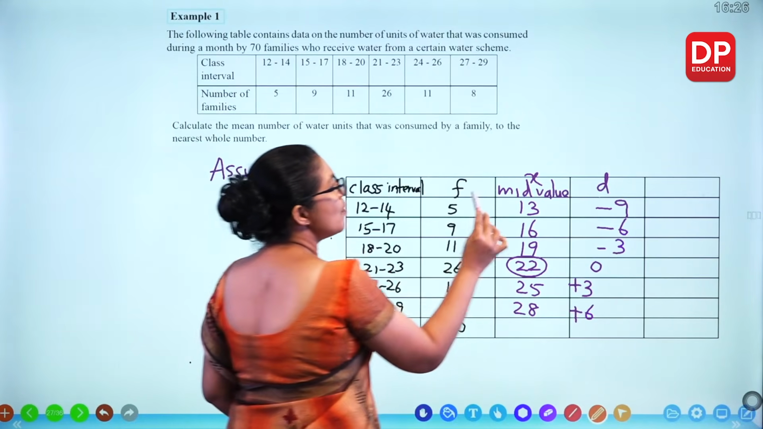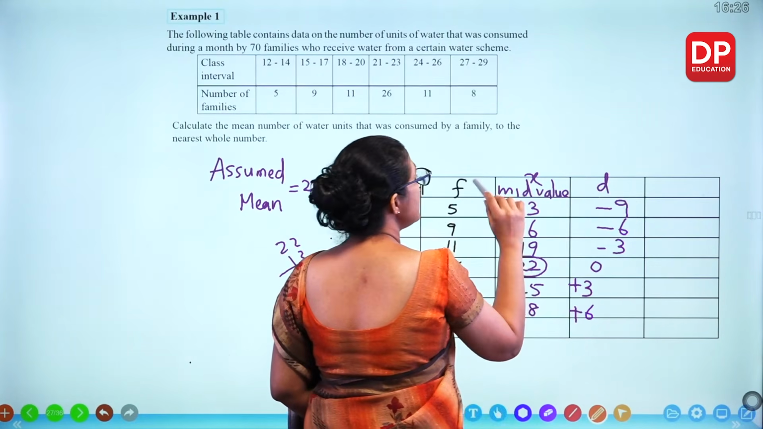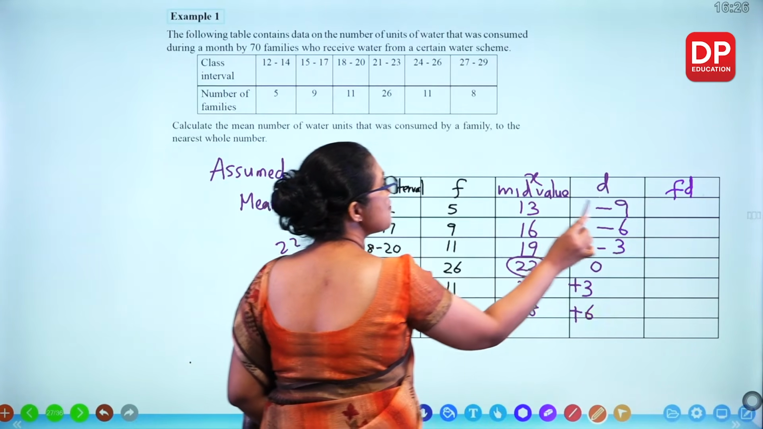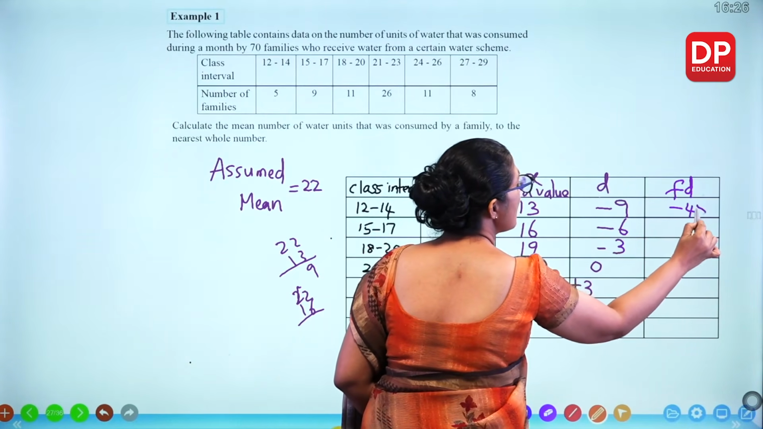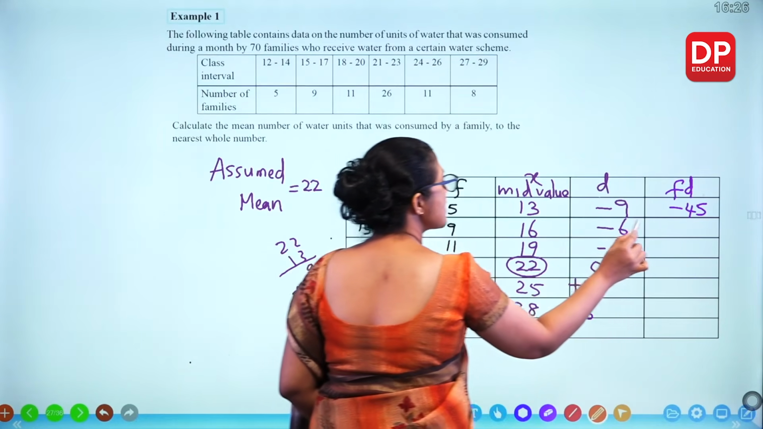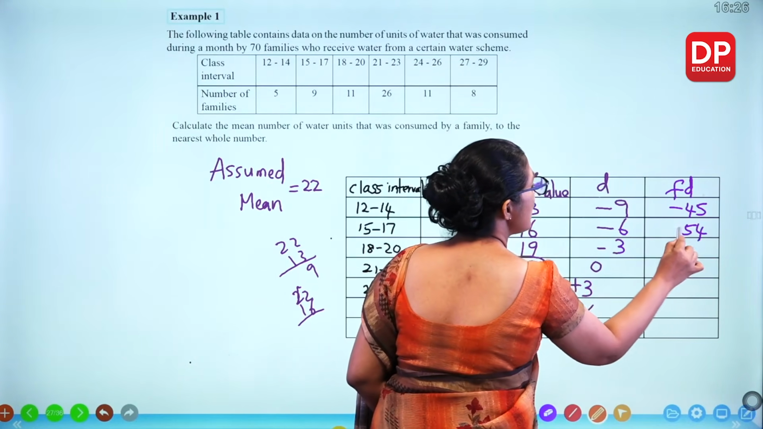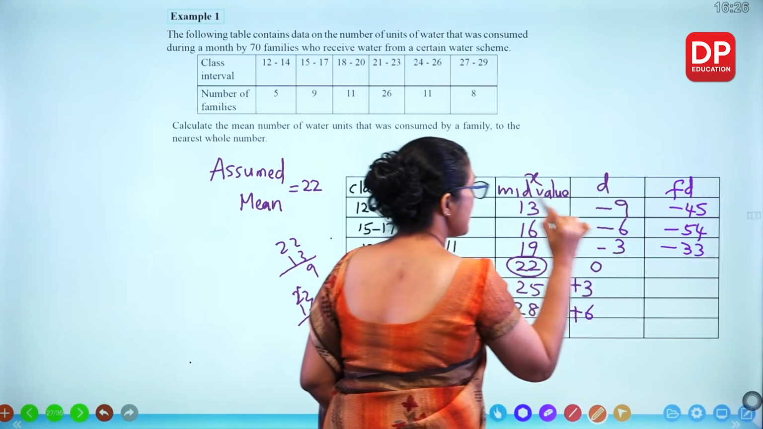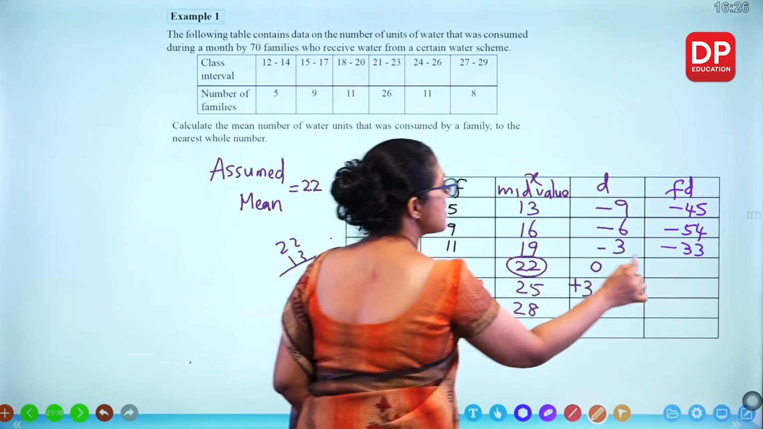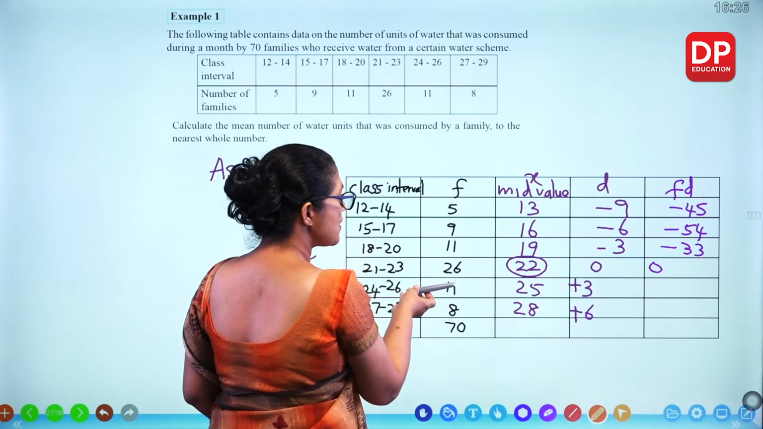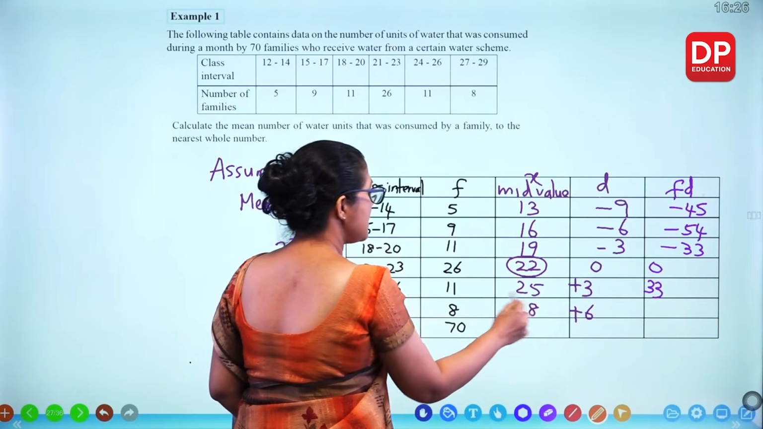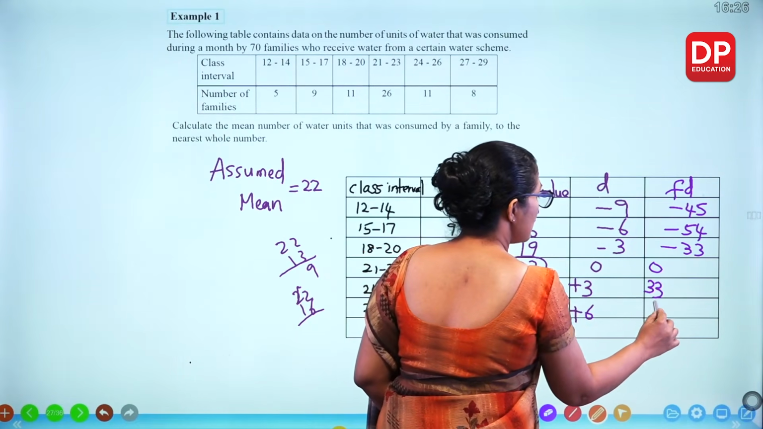Now multiply f and d. F and d, this and this. 5 times minus 9, minus 45. 9 times 6, 54, that's minus. 11 times 3, 33, that's also minus. You get 0 here. Now the positive values. 11 times 3, 33. And 8 times 6, 48.